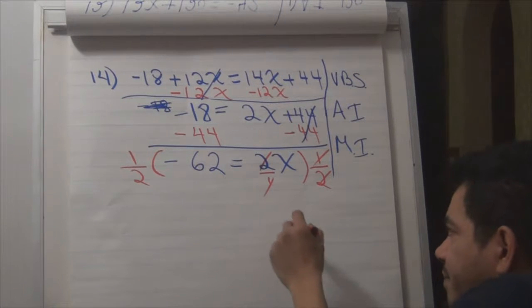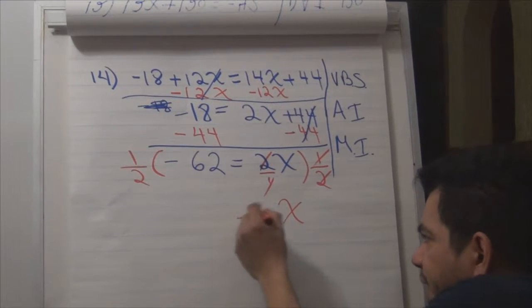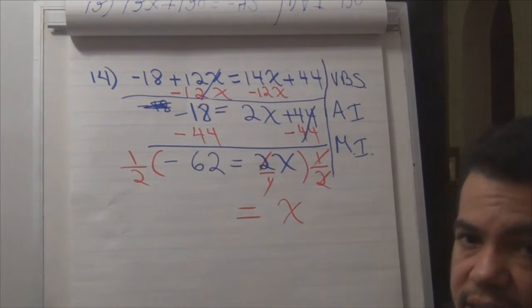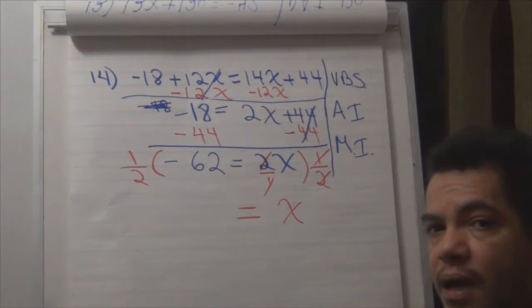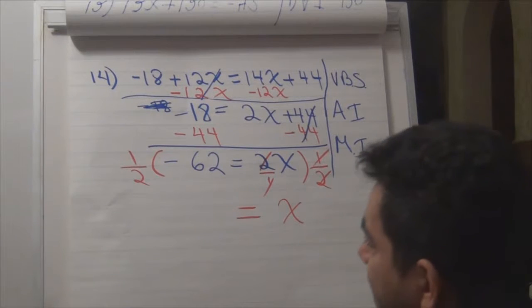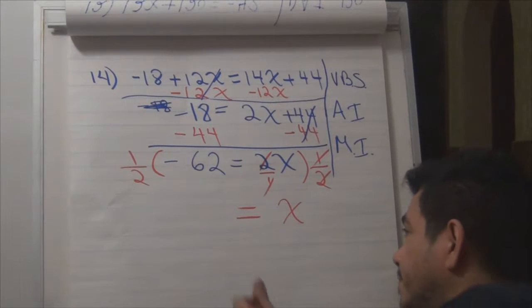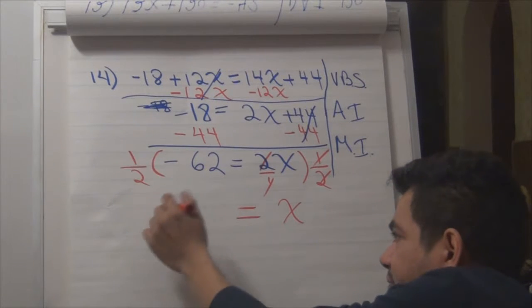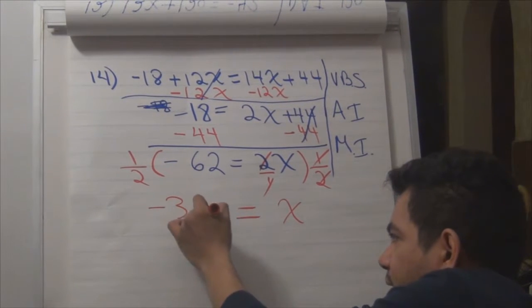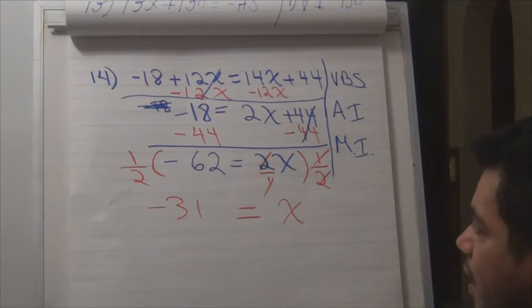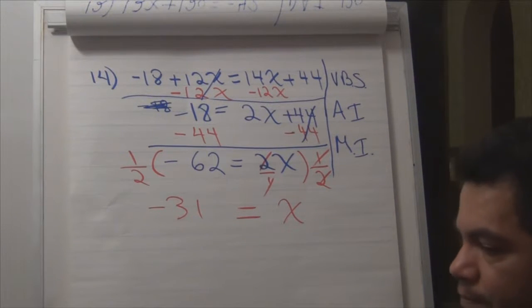So then now we have x equals, well, negative 62 times 1 is negative 62 divided by 2. What is 62 divided by 2? Well, that's 31. Now negative times positive is negative, so this is negative 31. See that? Cool, right? All right, then let's do another one.